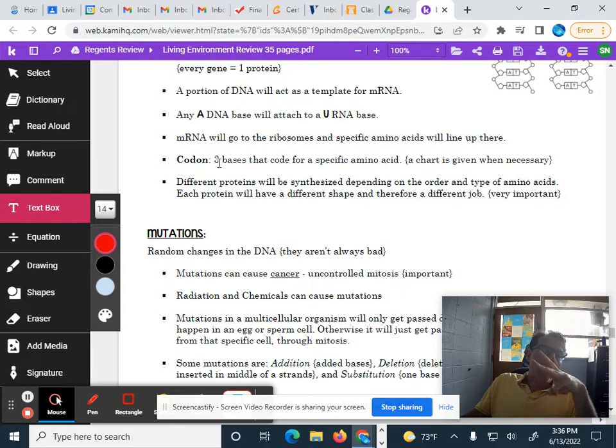So the messenger RNA will have the codon, and the transfer RNA will have the 3-sequence anticodon. They have to match and join together.